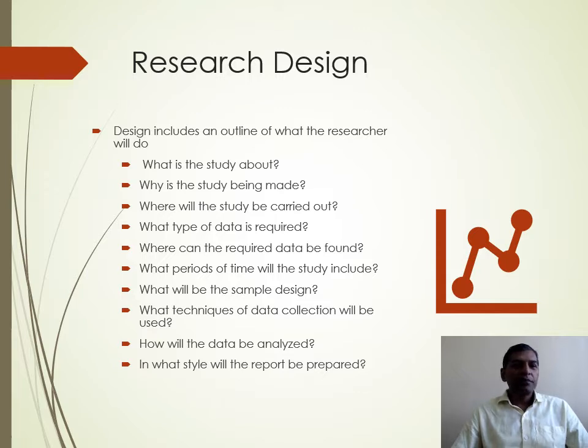Then next is what type of data is required. So we have observational data, sampling data, different kinds of data that we will be using for experimentation. We need to think about what kind of data, and what dimensions are required in that data, which is also one of the important parts of the design.